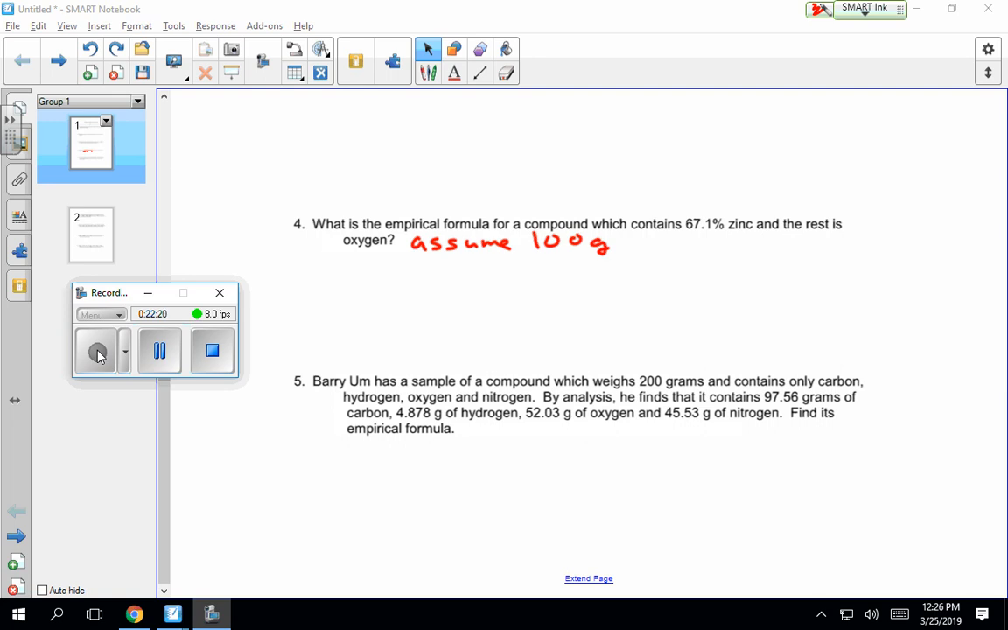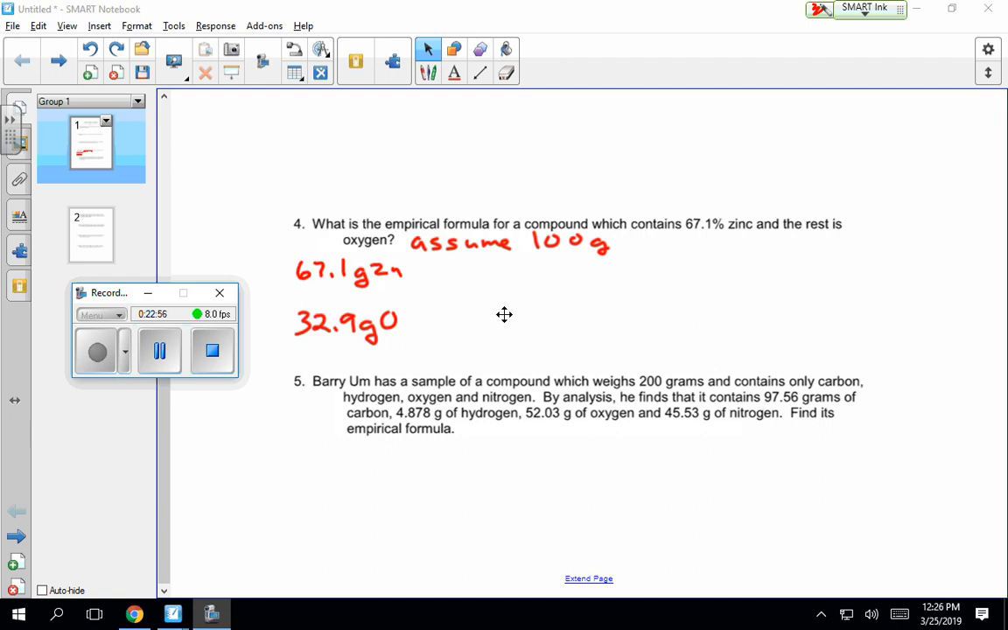So, Zayla, how much zinc do I have if I assume 100 grams? 67.1 grams. Good. And Nick, how much oxygen do I have? Minus 67. 32.9. Good. You guys just said 32. Well, she actually said 32.9.